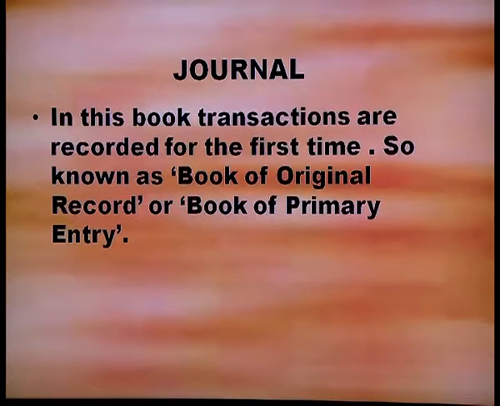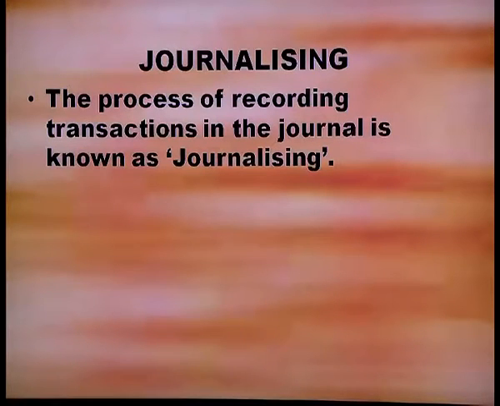In this book, transactions are recorded for the first time. So, it is known as Book of Original Record or Book of Primary Entry. Transactions recorded in the journal are known as entries. Now we can study what is journalizing. The process of recording transactions in the journal is known as journalizing.